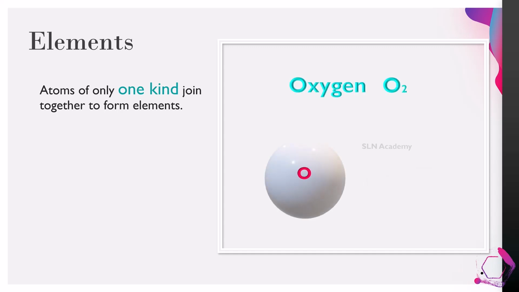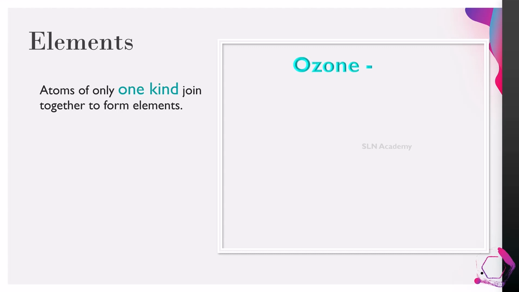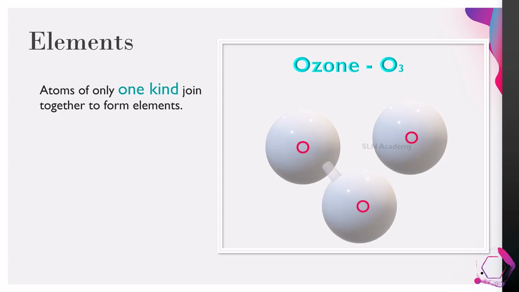Oxygen. It is represented by O2, which means it is made up of two atoms of oxygen. 66% of the mass of the human body is made up of oxygen atoms. Ozone. Ozone is represented by O3. That means it is made up of three atoms of oxygen.